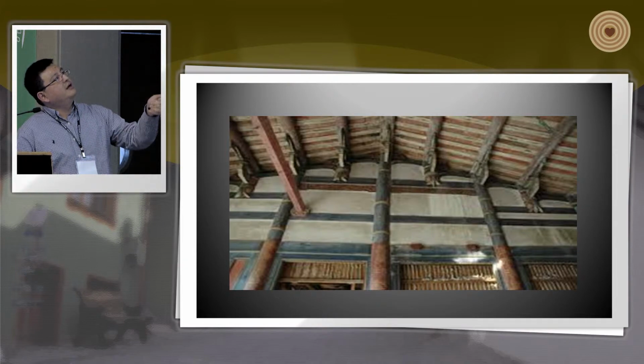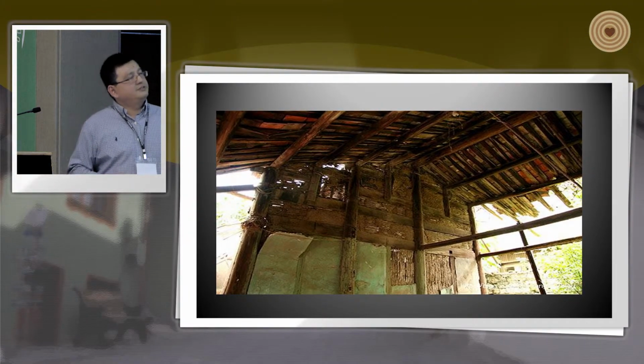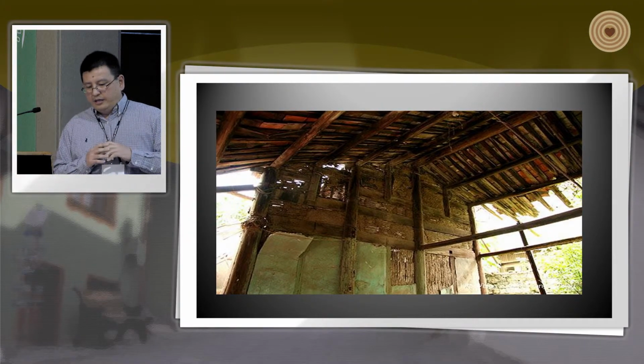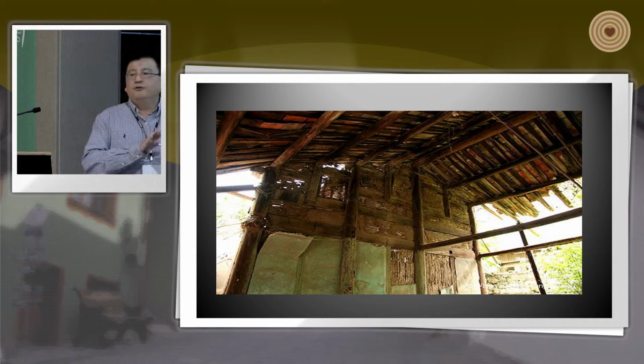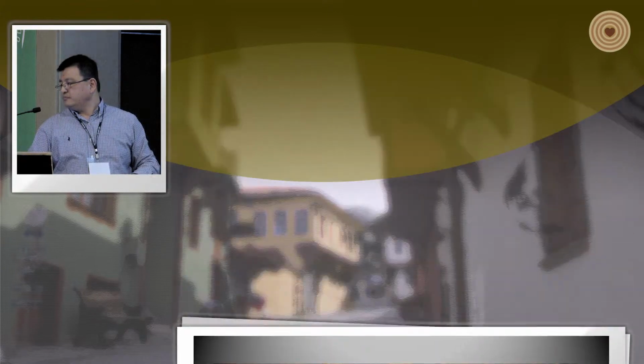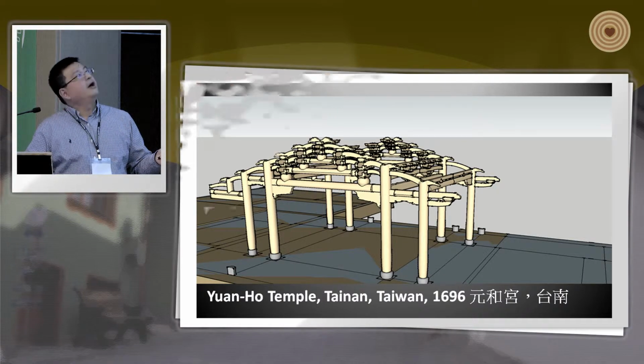And you can see that basically this is very, very simple. They use either reeds or bamboo infill walls. And this is the model that we have built for a temple in Taiwan. And this is the detail.